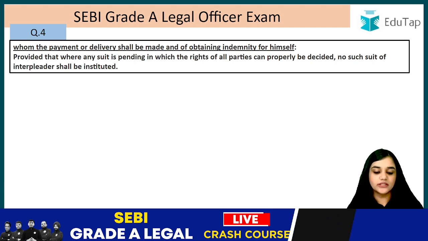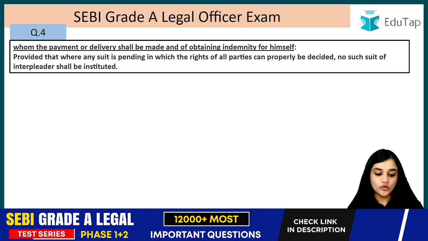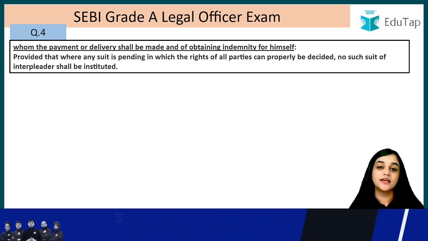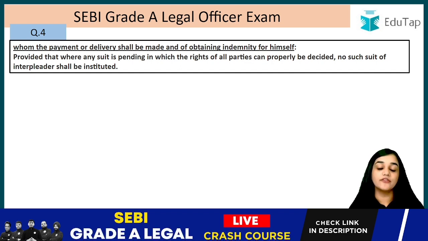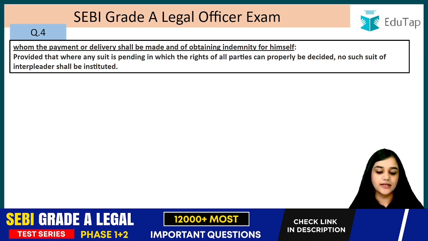Provided that where any suit is pending in which the rights of all the parties can properly be decided, no such suit of interpleader shall be instituted. So, for example, there is already a suit going on, and with the help of that suit, the rights of all the parties are going to be decided. In that case, if such a suit is pending, then an interpleader suit is not going to be instituted. This is what the proviso is talking about, right? Provided that where any suit is pending in which the rights of all the parties can be properly decided, no such suit of interpleader shall be instituted.